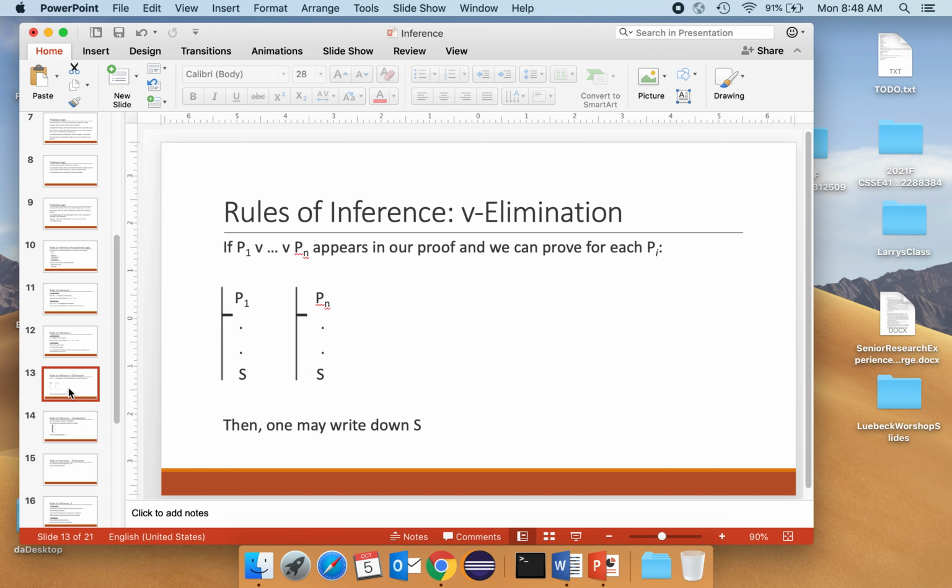So let's have a look at that in more detail. Suppose that P1 or so on or Pn appears somewhere in our proof. And we can prove for each of these Pi that S follows from it. So for P1 and P2, P3, all the way to Pn. Then, since we have shown something for each of these individual cases, and we know that only this statement is true, then we also know that S is true, right? Because we have shown that no matter which one of these is true, S follows from all of them. And as such, we can write down S. I will show you a proof later on today, and we'll actually use this rule in there.